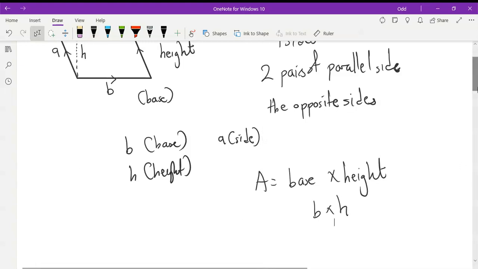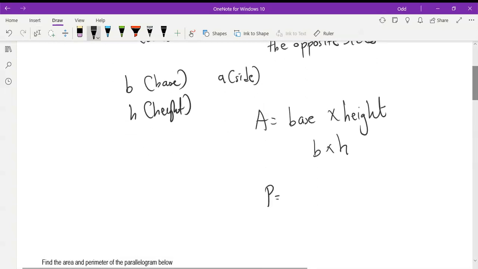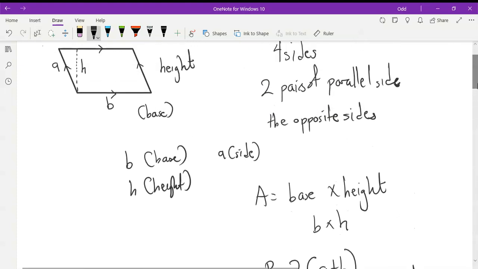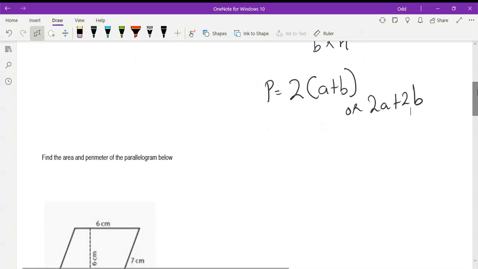And then for the perimeter of a parallelogram, P will be equal to 2 bracket A plus B. We can say 2A plus 2B. So to find the perimeter of the parallelogram, we add the adjacent sides, so that's A and B, then we multiply it by 2. That's very simple. Okay, that's how we get the area and the perimeter of a parallelogram. So let's try some questions now.